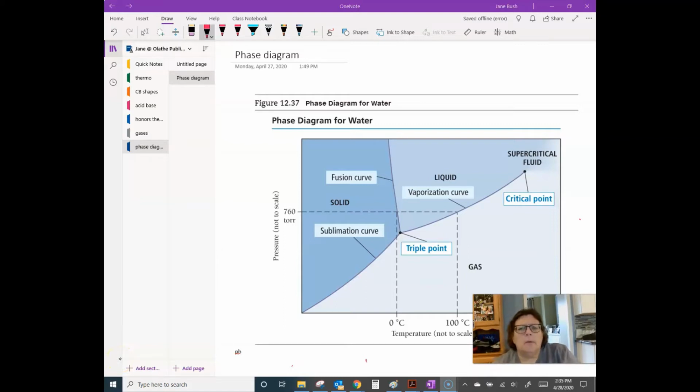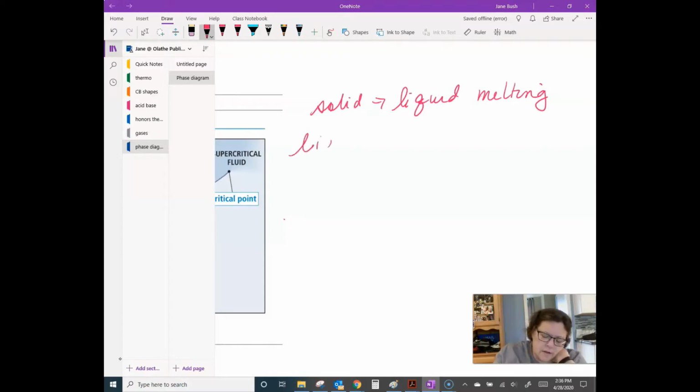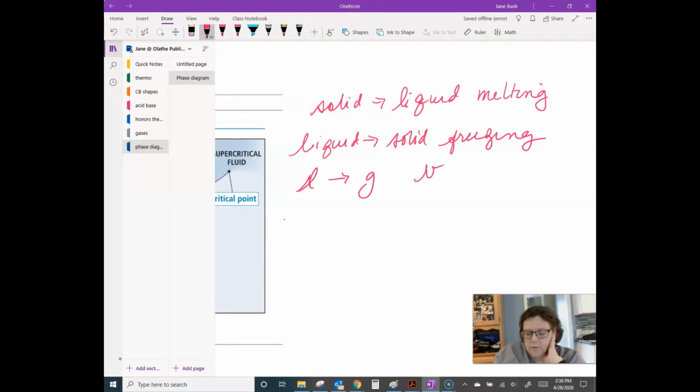Right, now we're going to talk about phase changes. Phase changes, you all know, solid to liquid is melting. Liquid to solid is freezing. Liquid to gas is vaporization. Gas to liquid is condensation.